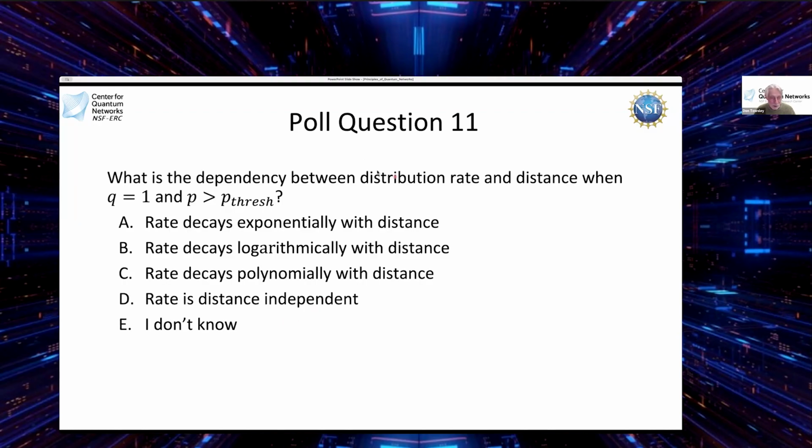Okay, so we had a range of answers. Almost half of you had the right answer, which is that if P is large enough and above a certain threshold, you do get distance independence, which is nice.